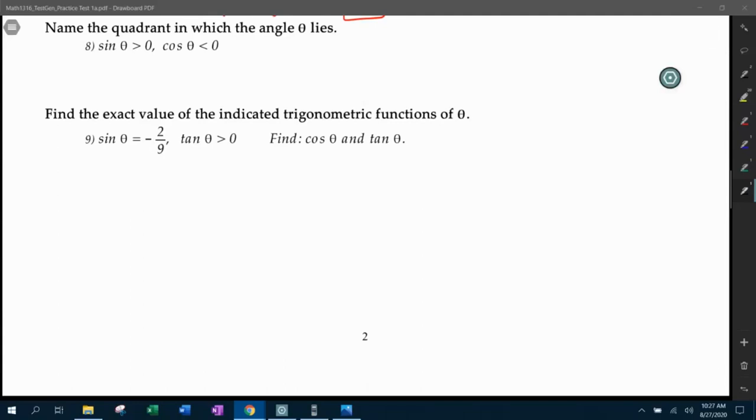Hey, welcome to the second half of the trigonometry practice exam number 1. And we're going to start off with number 8. It says name the quadrant in which the angle lies.